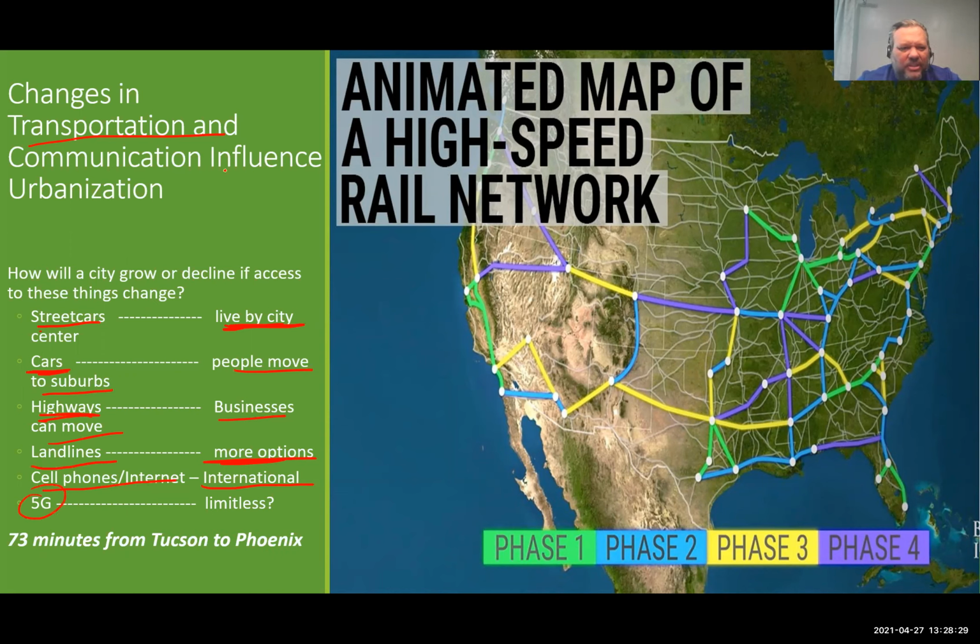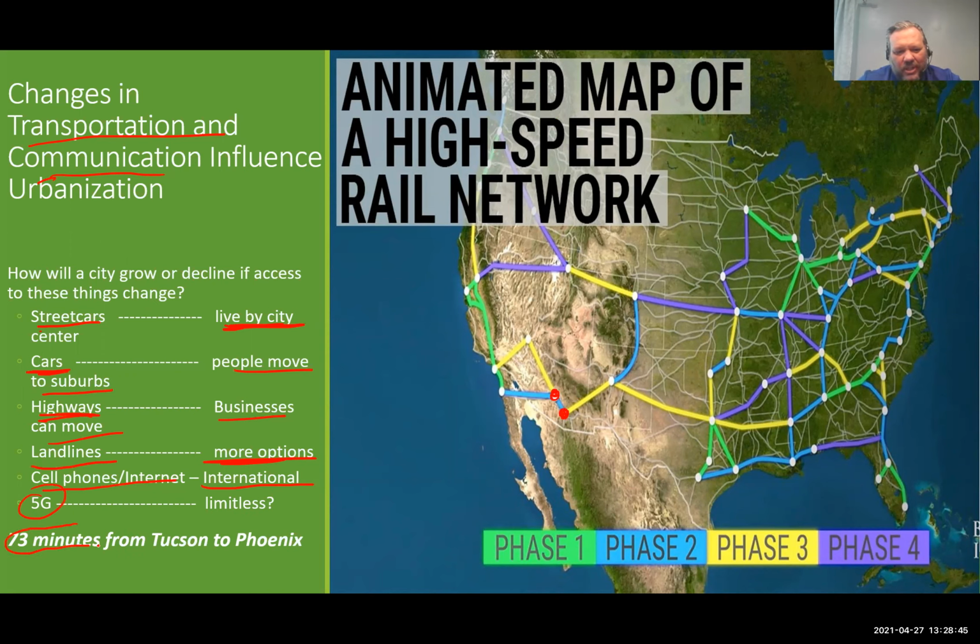So this is in terms of transportation. So we'll look at communication here in just a second, but transportation. So this is a proposed high-speed rail network for the United States. And so we can see here's Phoenix and here's Tucson.